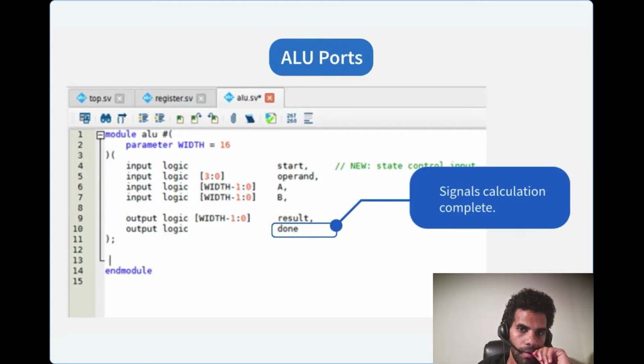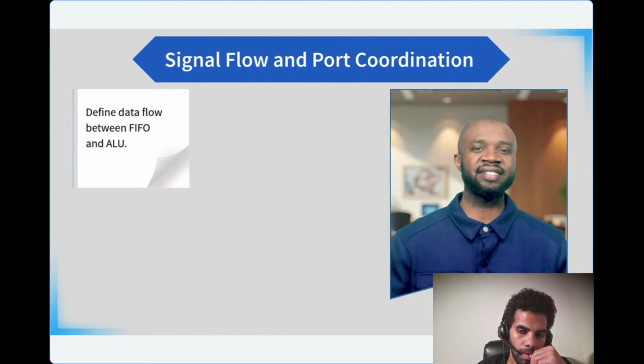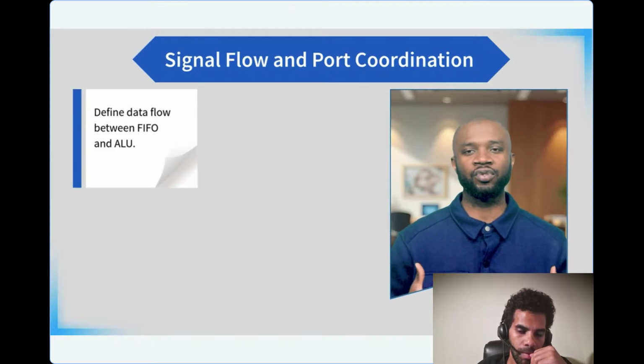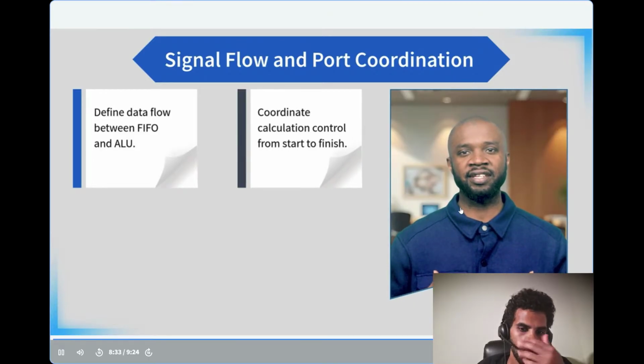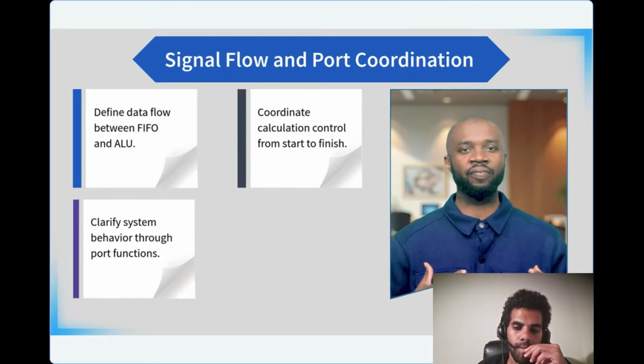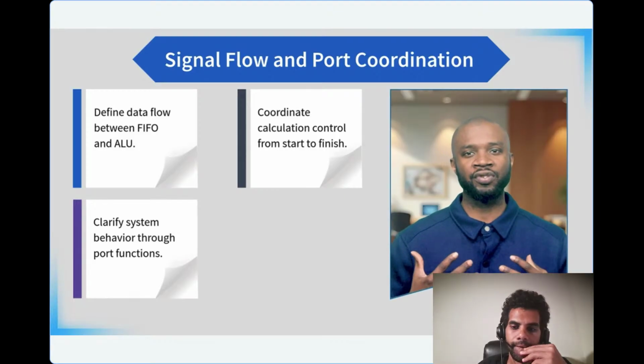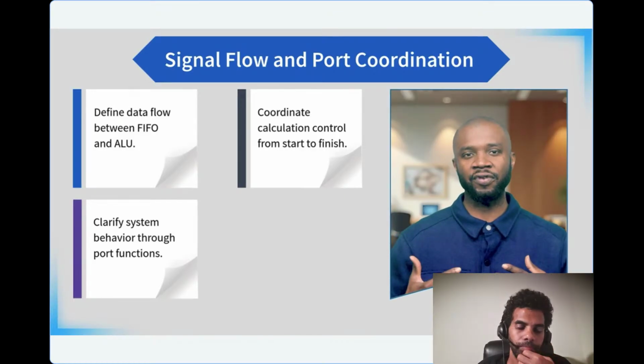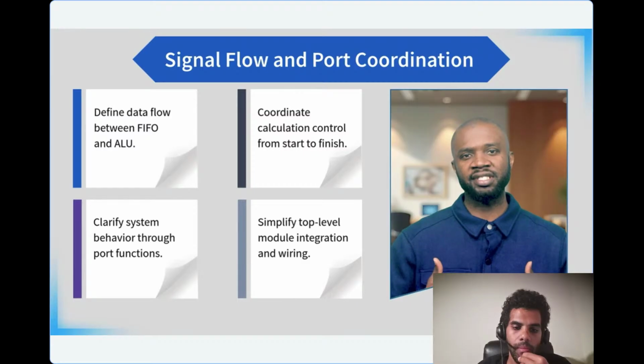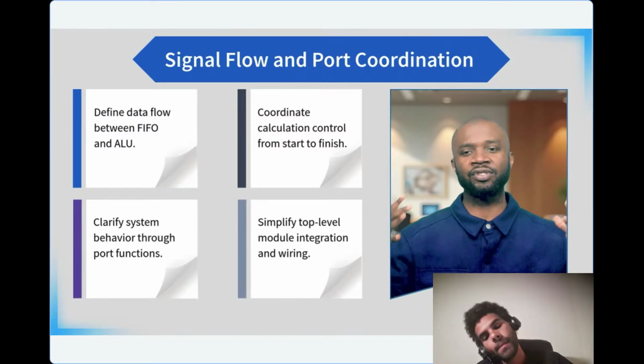Now, finally, we have the done signal, which acts as a handshake signal. So when done goes high, it signals the rest of the system that the calculation is complete and the result is valid for use. So together, these signals define how data flows through the FIFO and into the ALU, and how each calculation is coordinated from start to finish. So by understanding what each port does in terms of system behavior, it becomes easier to determine how they fit up at the top level module.